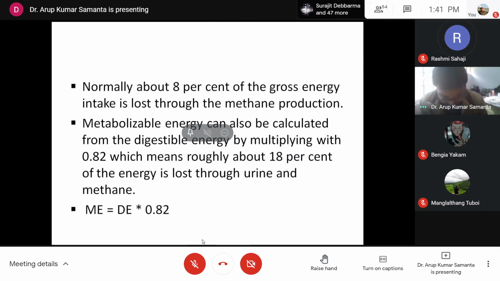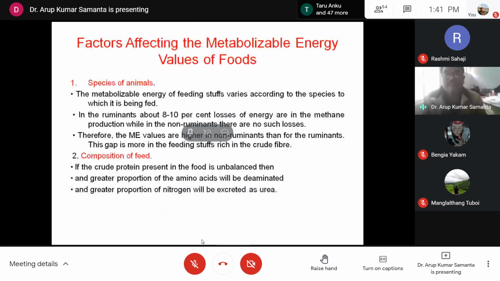Yes, sir. Okay. So next, what are the different factors which can affect the metabolizable energy value of the food? There are different species. Their food habit is different. Their digestive tract is different. Their utilization pattern of the nutrients is different. So depending on that, the metabolizable energy value of the foods also differs.